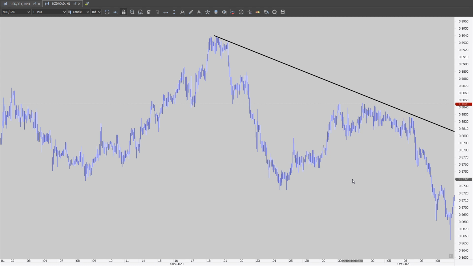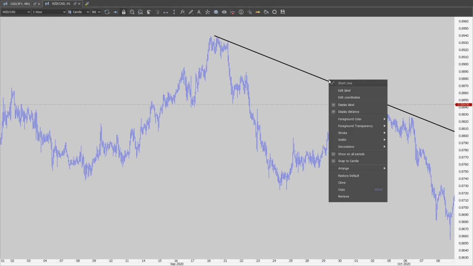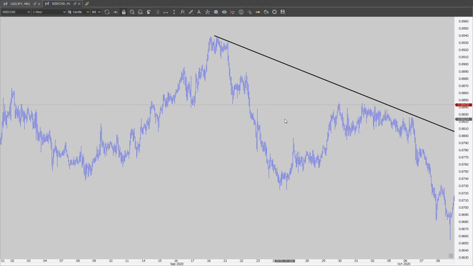To put the line correctly, click with the right button on the mouse and remove the tick of snap to candle. Thank you very much. Snap to candle, where? Oh, yes, you have it here. Thank you, Zuelius.